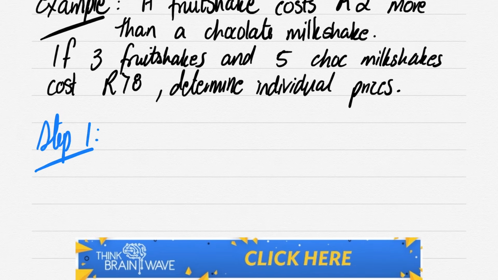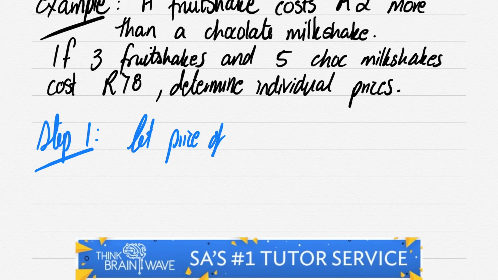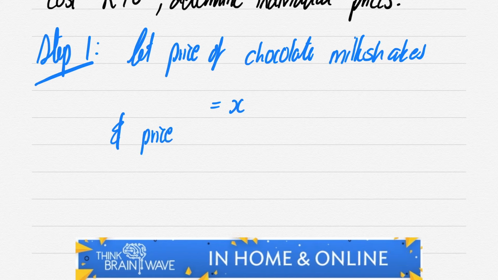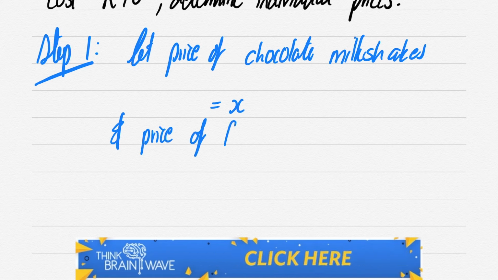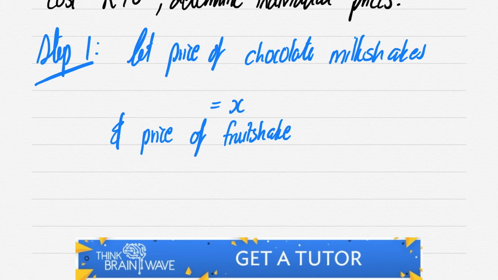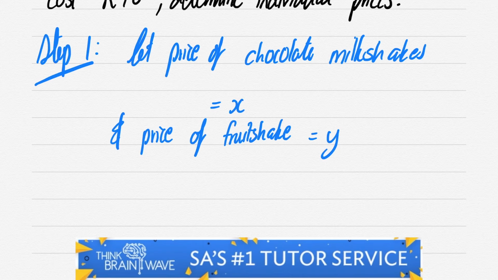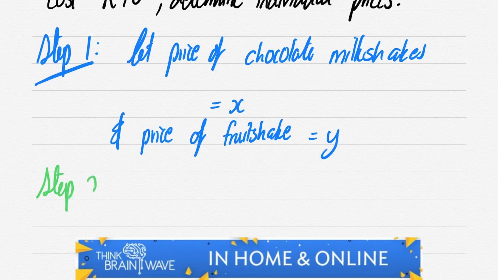Well, let's get started. Step 1 works as follows. You've got 3 fruit shakes and 5 choc shakes. If you're going to call fruit shakes F, you could say 3 times F, and choc you could say 5 times C, and that can be totaled at 78. So we're calling the price of a chocolate milkshake X because it's our base value. The price of a fruit shake is R2 more, so you'd have X plus 2, or in this case we've used Y. It makes no real difference.